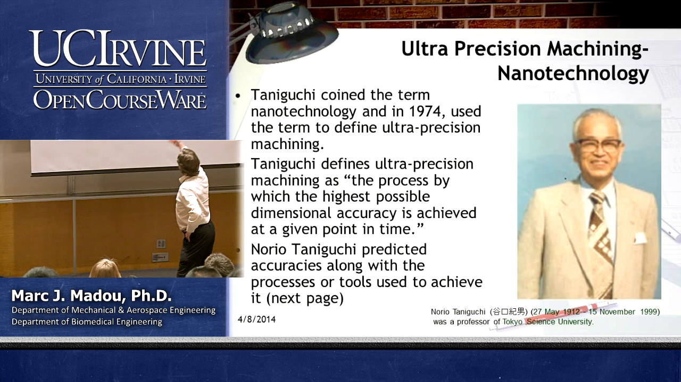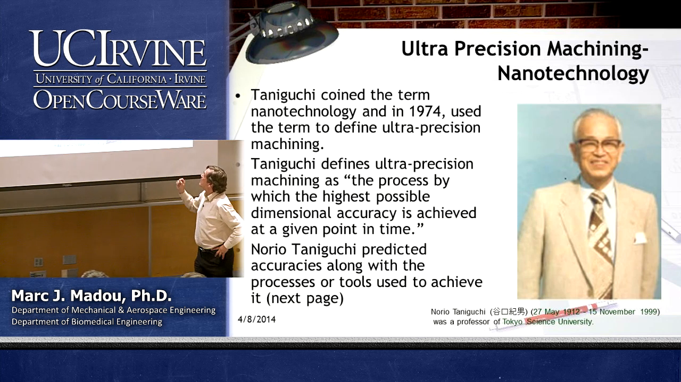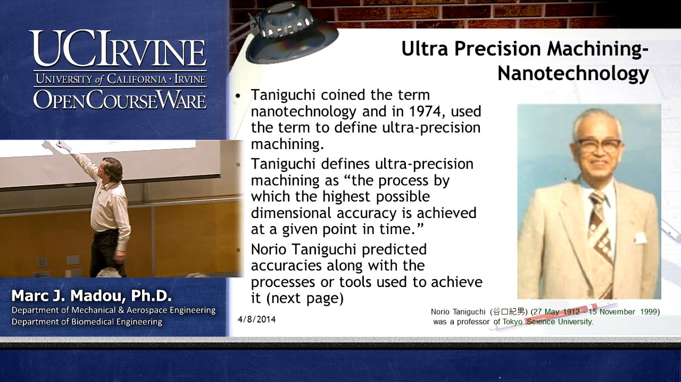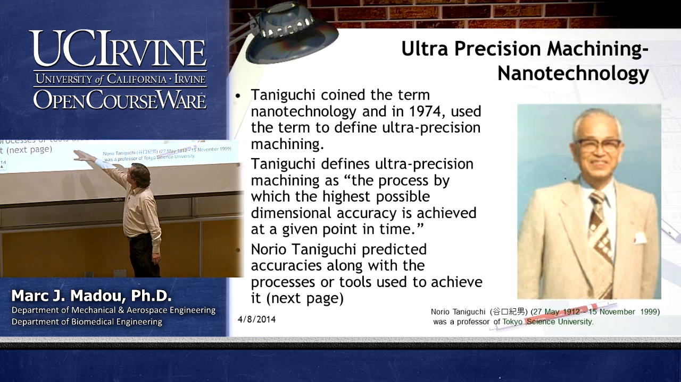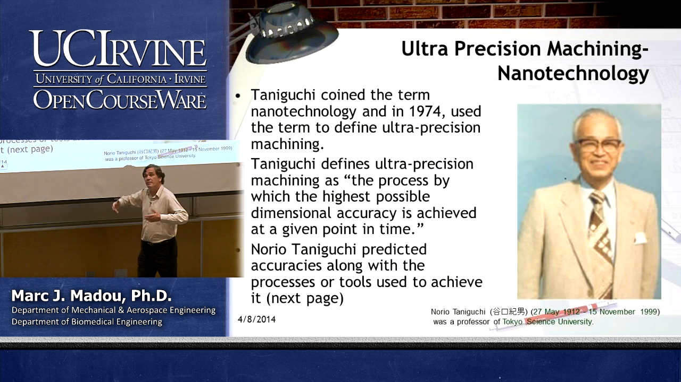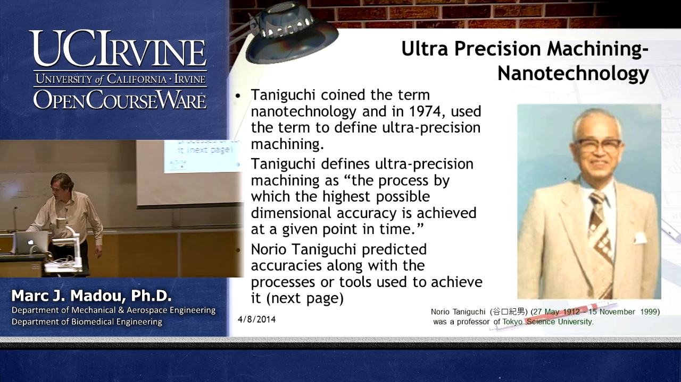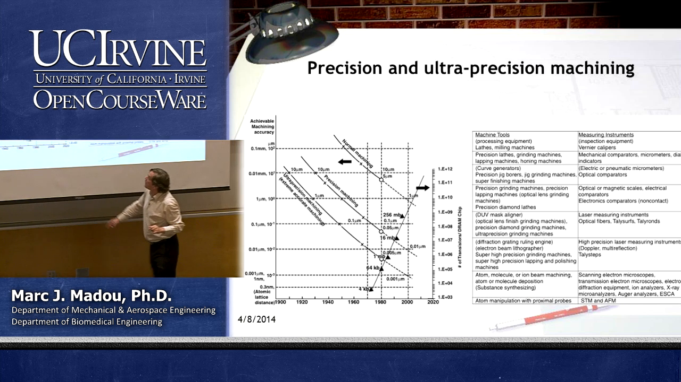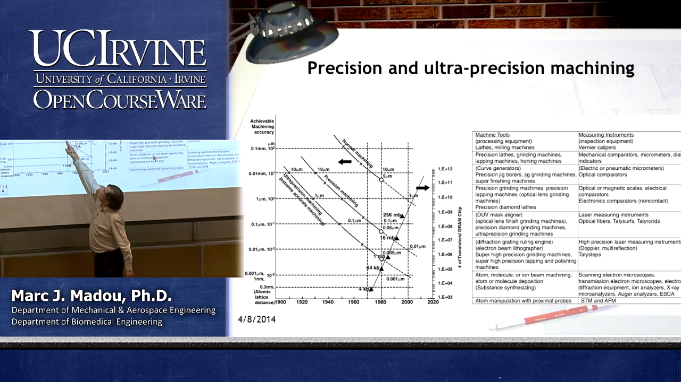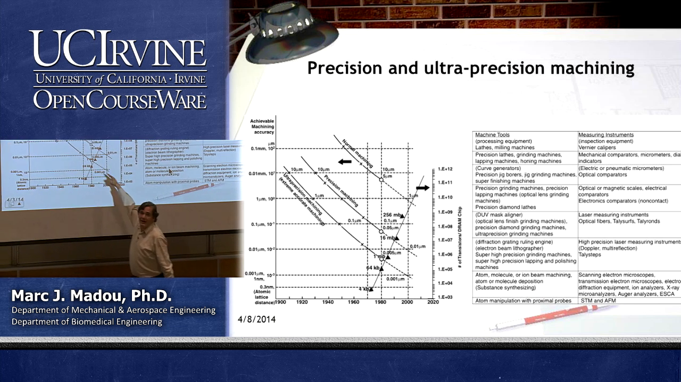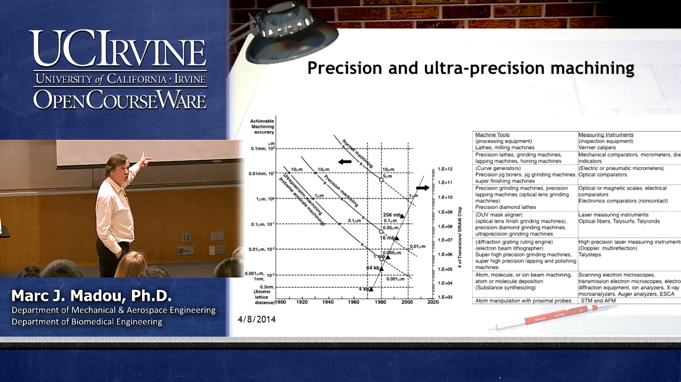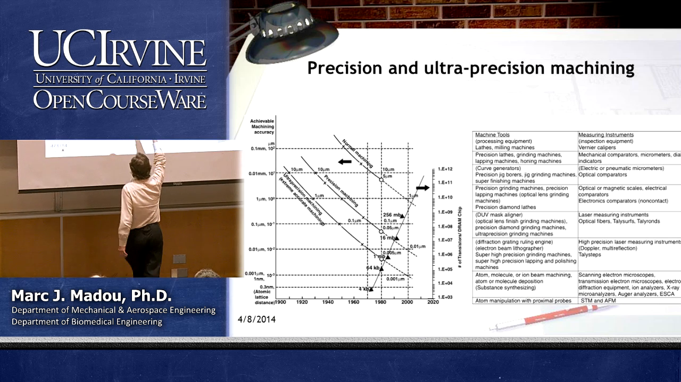And how does he define that? Ultra-precision machining as the process by which the highest possible dimensional accuracy is achieved at a given point in time. It's him who predicted the accuracies along which the process or tools used to achieve would develop. You've seen this curve already before. These are the so-called Taniguchi curves, and what he's talking about, ultra-precision, is this bottom line. Now do follow that line, and so the 1977 point is in there, the 80s, and then now up to 2010, where we're actually in the nanometer range.